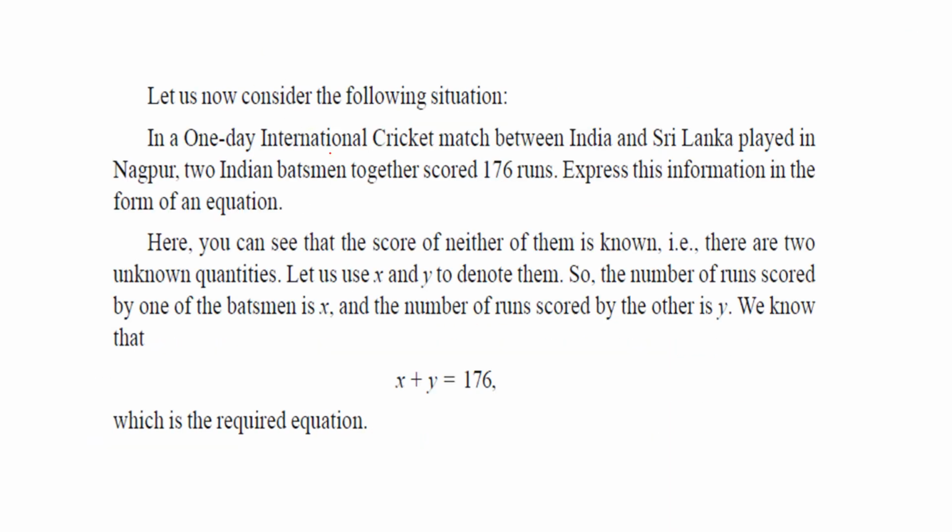In a one-day international cricket match between India and some country like Sri Lanka, played somewhere in Nagpur, two batsmen together scored 176. Now you have to express this in the form of an equation. So let us take x as the runs scored by the first batsman and y as the runs scored by the second batsman. When you add them, it has to come to 176.